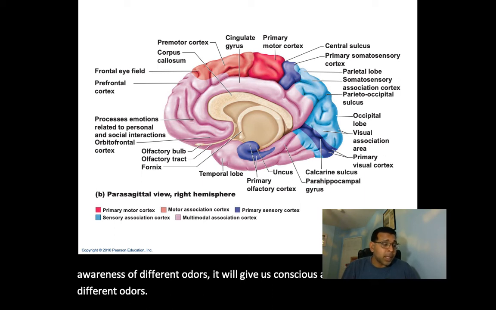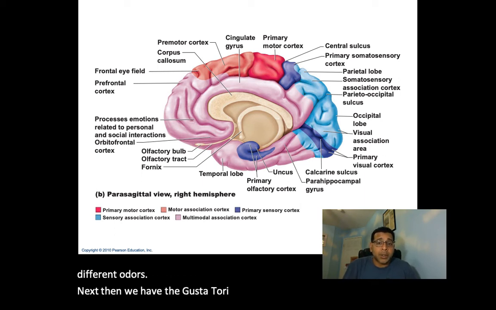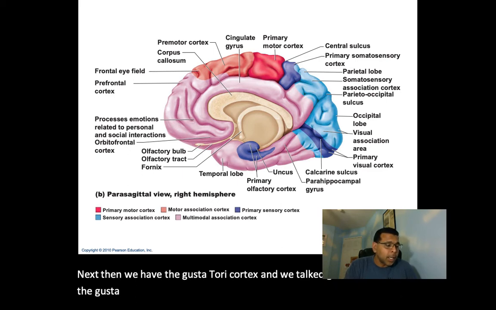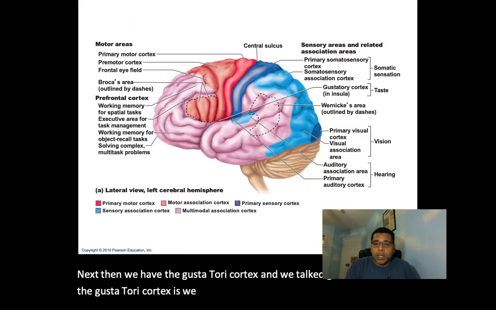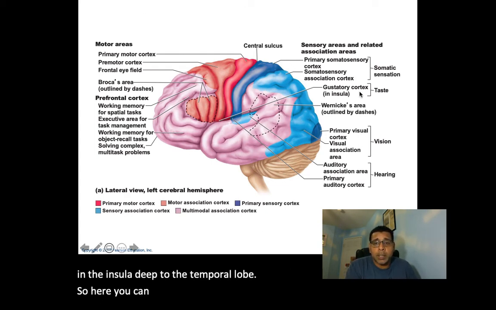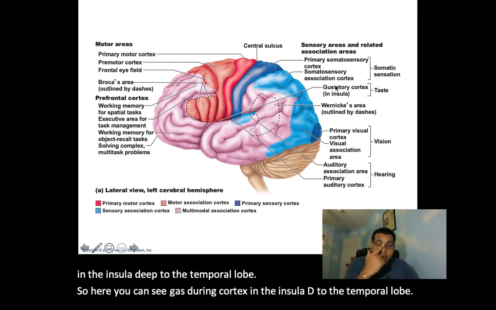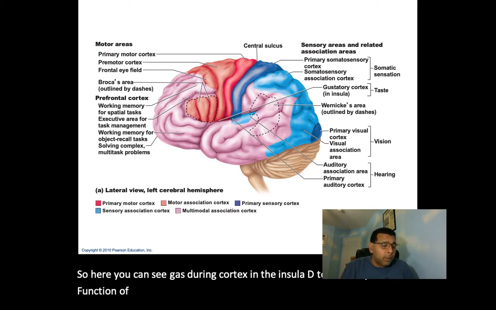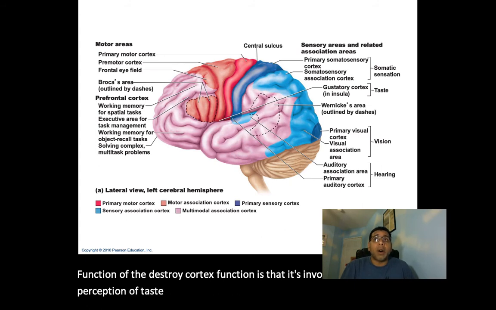Next, then we have the gustatory cortex. When we talk location, you'll see the gustatory cortex is in the insula deep to the temporal lobe. So here you can see gustatory cortex in the insula deep to the temporal lobe. Function of the gustatory cortex? It is involved in the perception of taste stimuli.